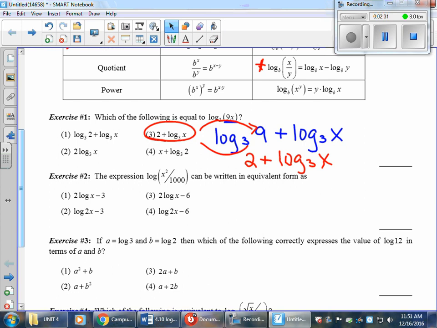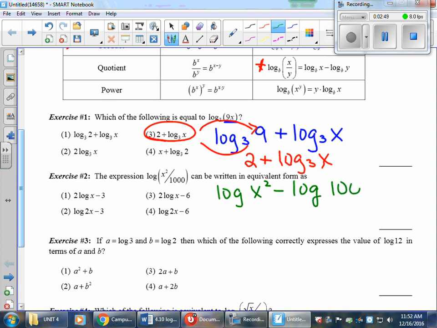Looking at exercise 2, the expression log of x squared over 1,000 can be written in equivalent form as... I'm not even looking at the answers right now, but I know I have division here. So I'm going to have log of x squared minus log of 1,000. I can rewrite this one more time using my power law as 2 log x minus log of 1,000. This is a common log, so 10 to what power gives me 1,000? The answer is 3. I look here, and I do have that answer. It's right here at number 1.